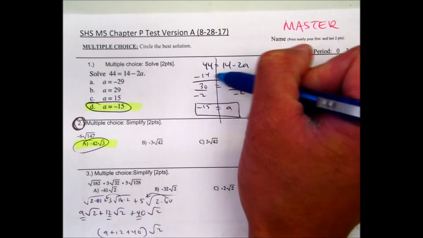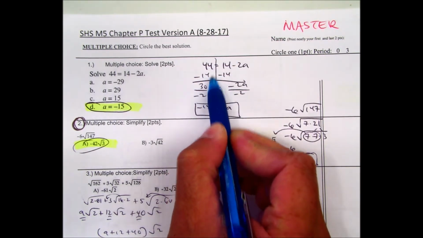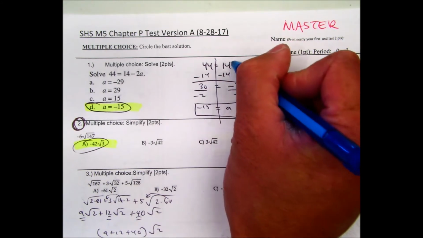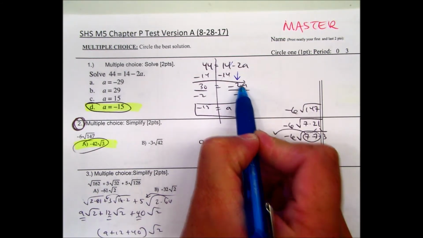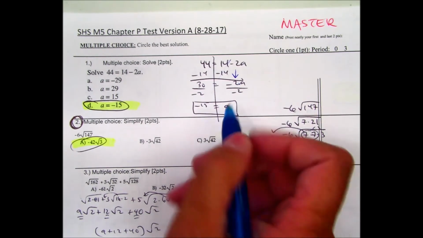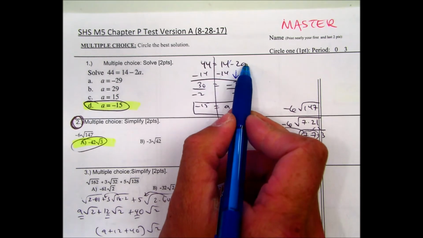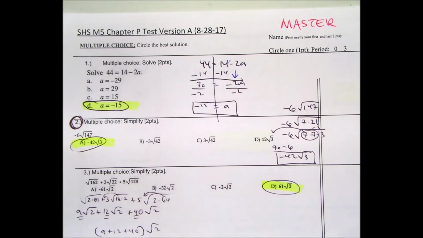I'm going to get the like terms together, so these constants, subtract 14 from both sides. I'm going to get 30 equals negative 2a. There's multiplication, so you do the opposite, divide by negative 2, a equals negative 15. Remember, you can always take a equals negative 15, substitute it in there, multiply those together, you'll get positive 30 plus 14 gives you 44 to check your answer.